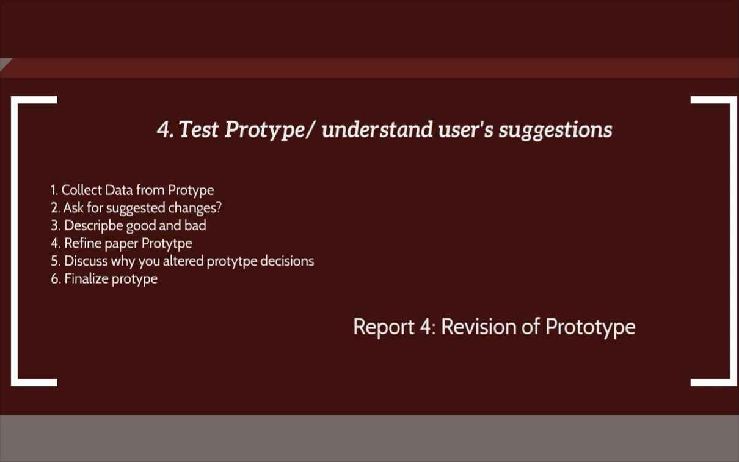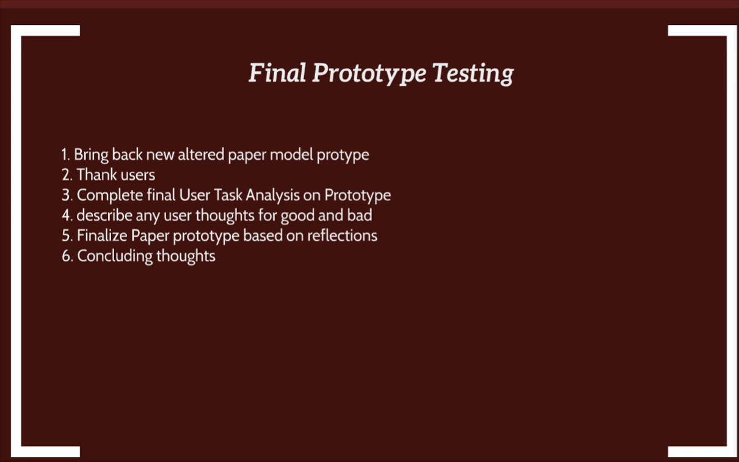We looked at the suggestions, described the good and bad, we refined the prototype in a paper model, and you discussed why you did so. Make all this very clear in report 4. And then you can move into a final prototype. And this is a revision of your prototype. The final test and the final paper is going to be a revision of the final prototypes.